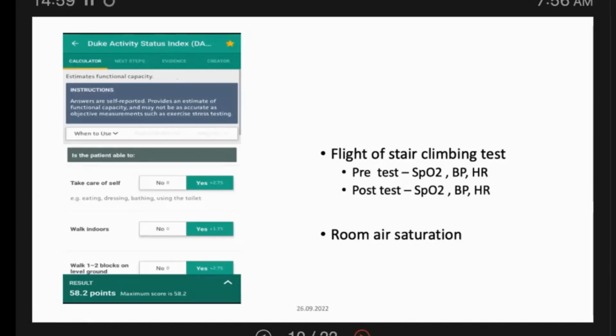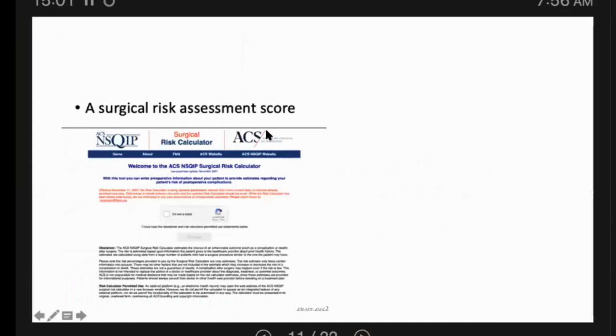So if you want to further reassess, we have to go for a surgical risk assessment score. This is a surgical risk assessment tool which I used to use, and it is very easy. On the internet, you just have to search for the NSQIP surgical risk calculator. There you will get this sort of a screen.